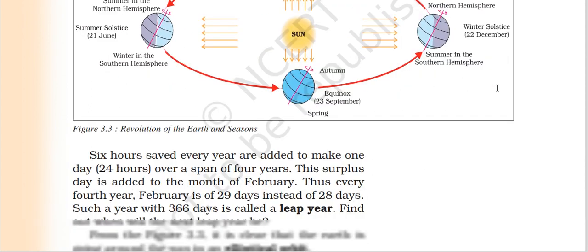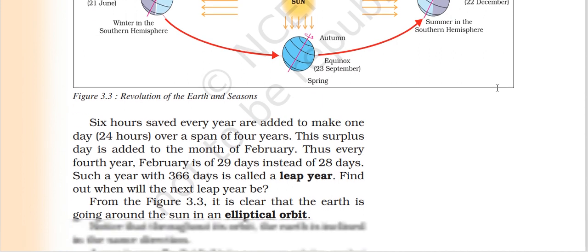The 6 hours left over every year are added to make one day of 24 hours over a span of 4 years. This extra day is added to the month of February. Thus every fourth year has 29 days in February instead of 28 days. Such a year with 366 days is called a leap year.